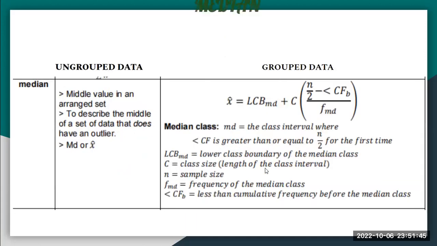Next, we have the median. So median, mid, nasa gitna, middle. This is the middle value for ungrouped data. This is the middle value in an array set. So it describes the middle of a set of data that does have an outlier. So MD, this is the symbol for that: MD, or x with a tilde, na meron siyang parang arrow na nakaturo sa taas.